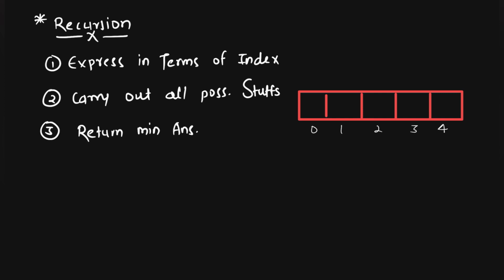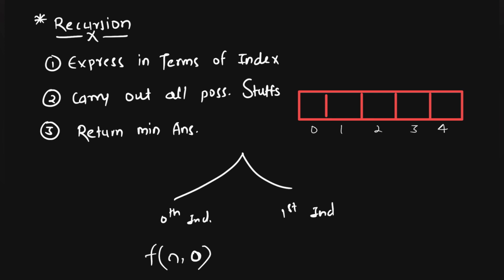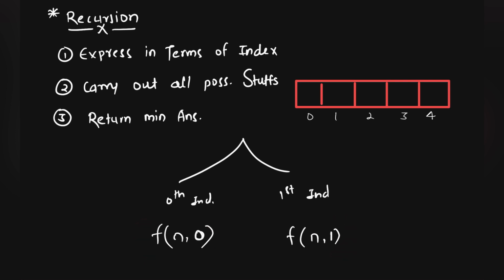Now again we have two options to start with, because they have told us we can start either from the 0th index or from the first index. So we will have two functions. The first function contains the size of my array and the index, and the second function again contains the size of my array and index 1. Here we are starting from index 0 and here from index 1. Then, since we are calling these two functions, I will simply return the minimum of these two.